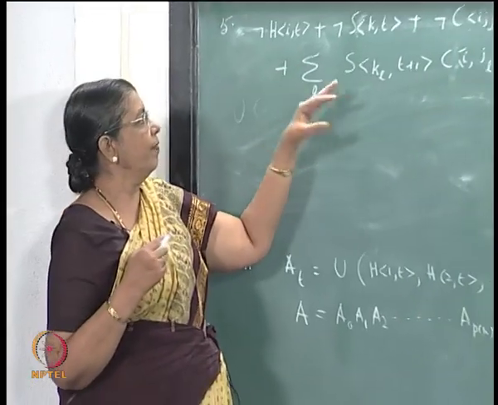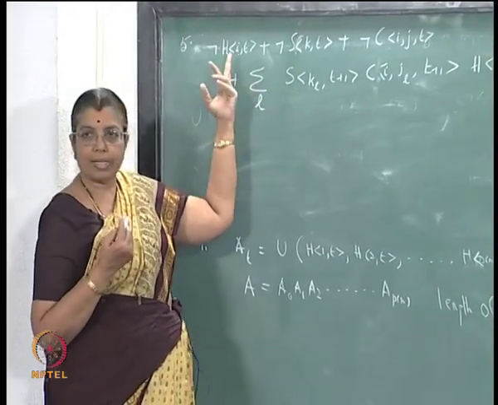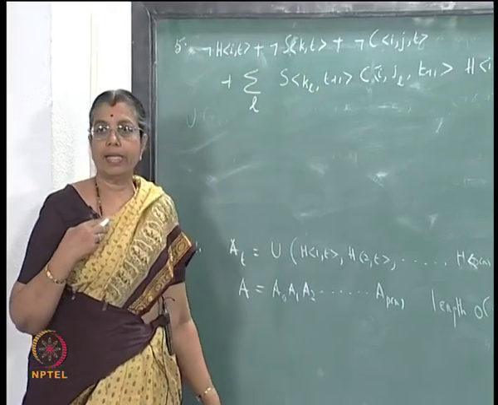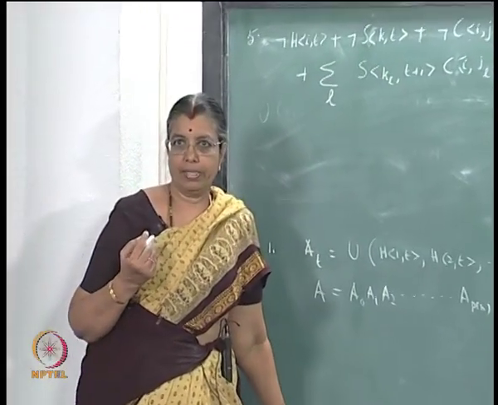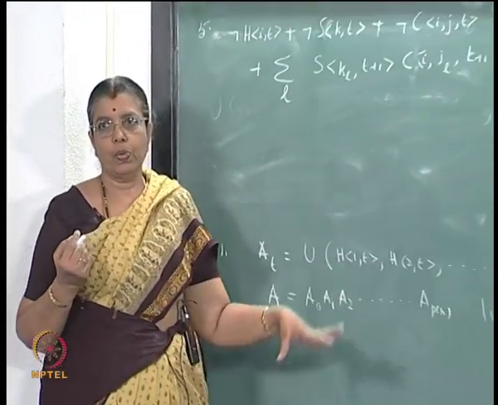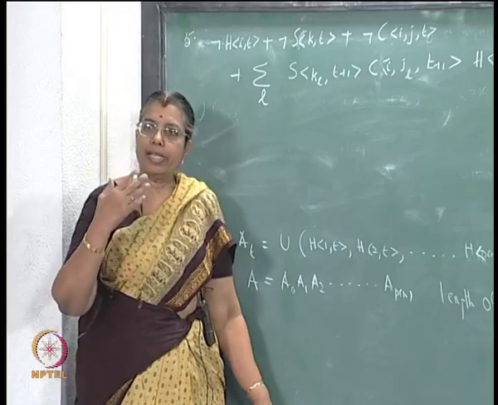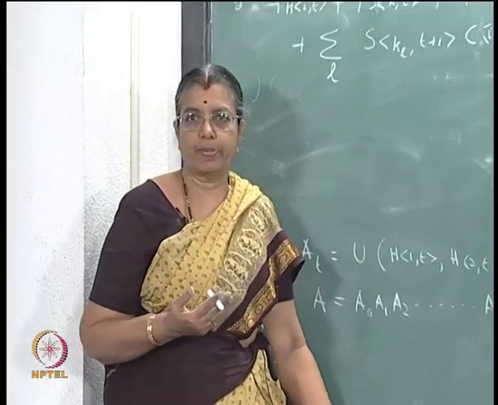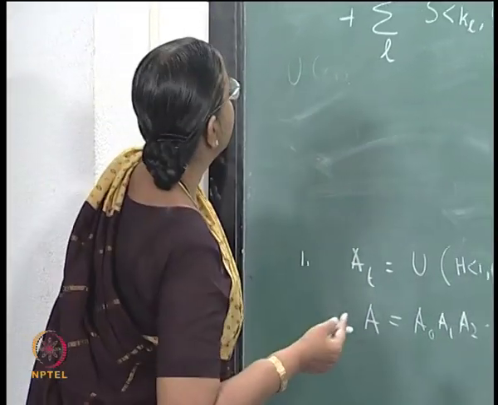Otherwise, if it is not followed, it means the head is not scanning the ith cell, or the state is not k, or the ith cell does not contain the jth symbol. So, this expression tells you about the next move, from one ID how do you go to the next ID, that is specified by this expression.